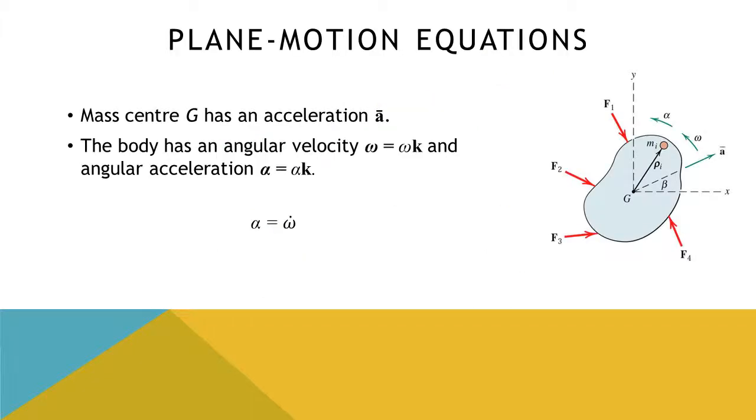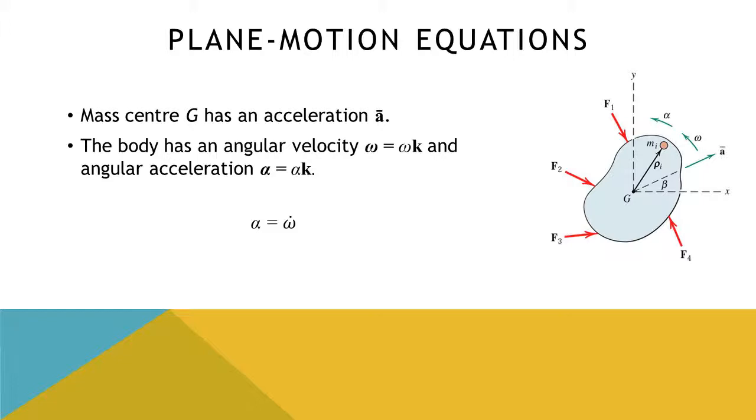Plane motion equations. The figure represents a rigid body moving with plane motion in the xy plane. The mass center G has an acceleration a and the body has an angular velocity omega and an angular acceleration alpha, both in counterclockwise direction.